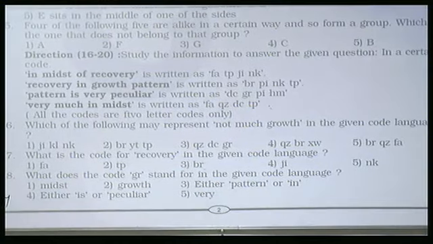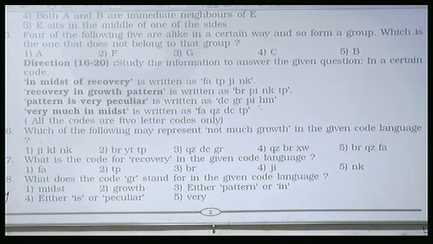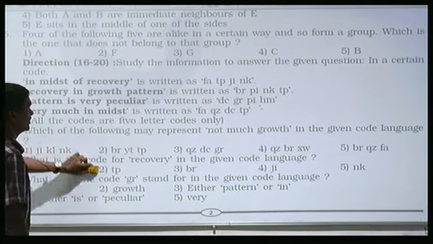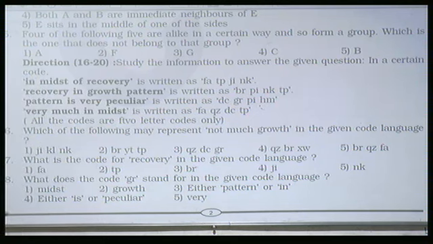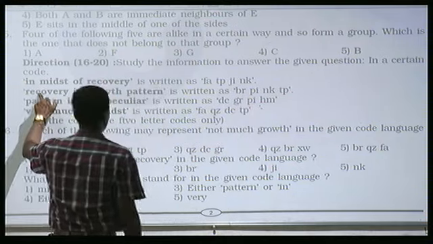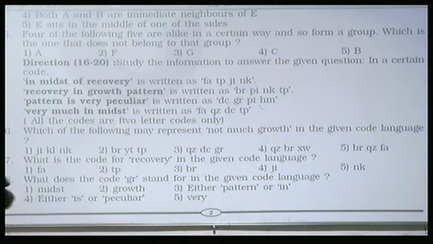Then questions number 16 to 20, coding and decoding. Now in this coding and decoding, again 4 statements are given, followed by their coding. First let us check whether they are directly given or not. Recovery is at the last place, NK is at the last place; recovery is at the first place, NK is not at the first place. Hence they are not directly given.